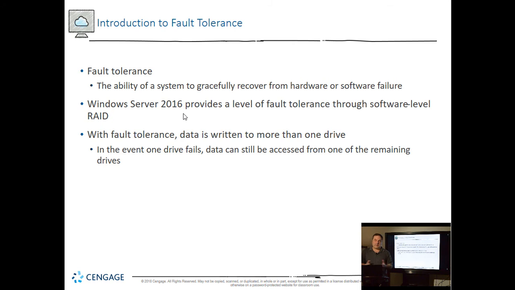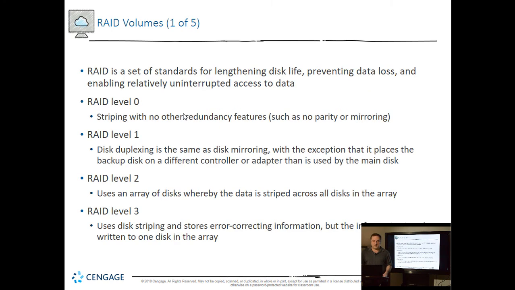Fault tolerance, that is a term you should know. It is the ability of a system to recover gracefully from hardware or software failure. As I mentioned earlier, RAID 5 is a great example. Even RAID 1, where one drive fails, the other drive continues to work. Fault tolerance means data is written to more than one drive. So basically, that is part of the requirement for fault tolerance to work.